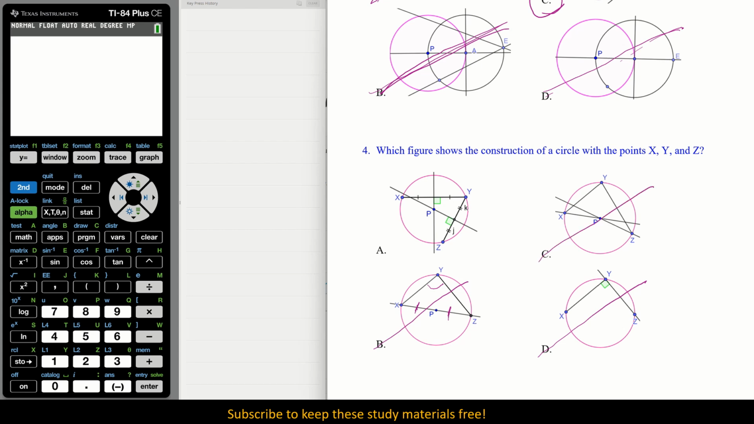Yes, A is our answer. And let me tell you why. There are different ways that they can ask these questions. They're very simple questions, but there's a lot. Look at what is really going on.